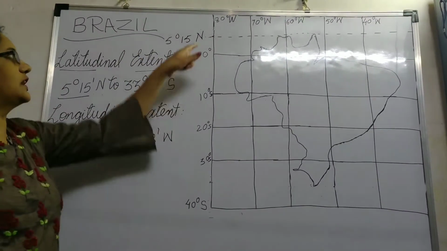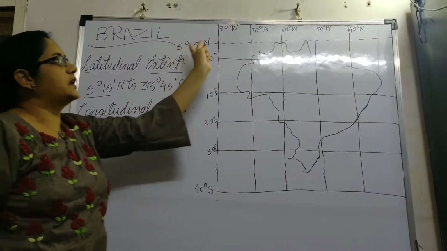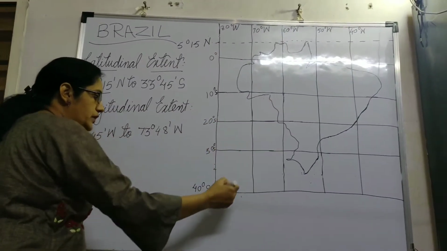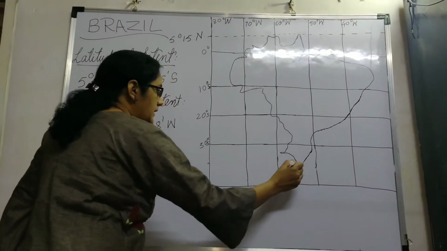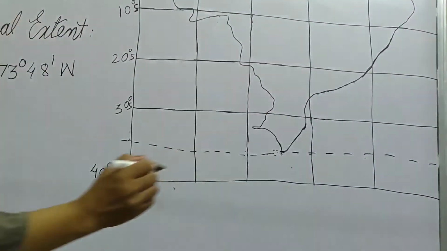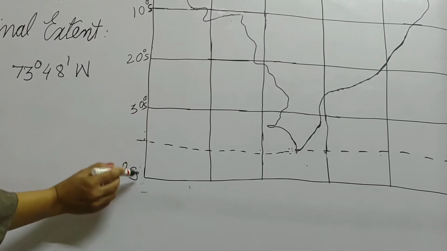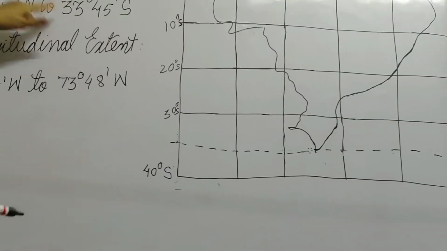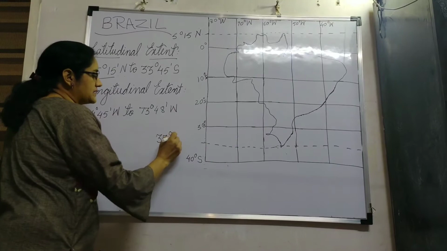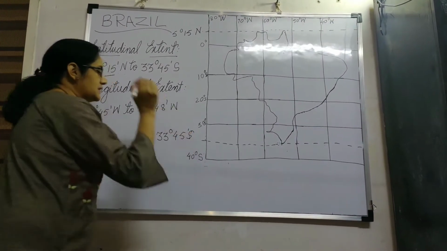Now why have I written north? Because it lies above the 0 degree. What lies above 0 degree? The northern hemisphere. Fine. Now as I proceed downward, check it with a dotted line so that it will be easy for you. It lies below 30, meaning beyond 30 degree but before 40 degree. So I can write here that the latitudinal extent of Brazil extends till 33 degree 45 minutes south.